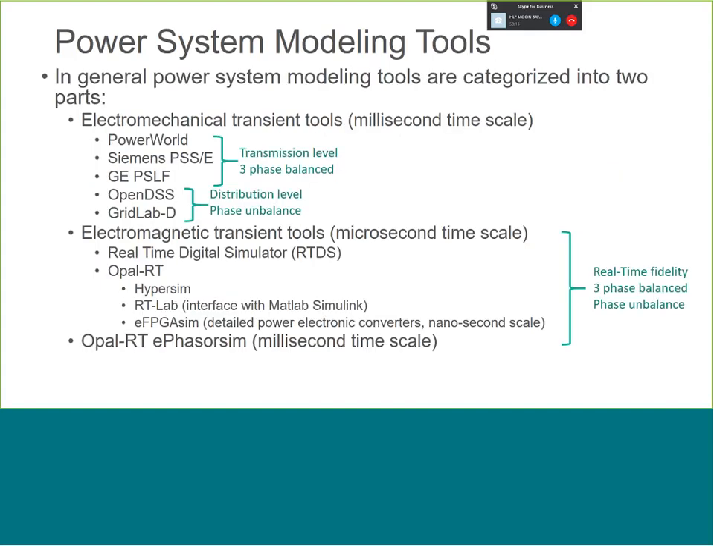What we have in general, the basic power system tools are categorized into two categories, one being electromechanical scale simulators and the other being electromagnetic transient tools. In terms of electromechanical tools, we have a number of those, PowerWorld, Siemens PSSE, PSLF, which are basically transmission level tools working on three-phase balanced systems. No unbalanced can be modeled on them. However, we have OpenDSS with LabVIEW that can handle unbalanced scenarios like distribution systems and microgrids.